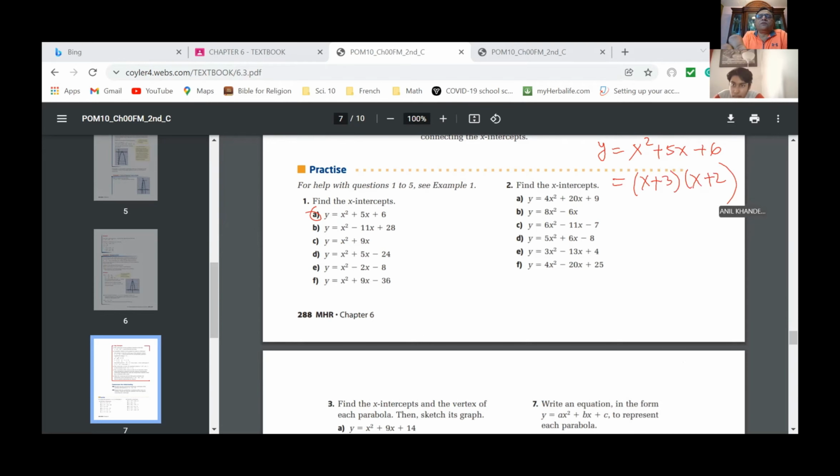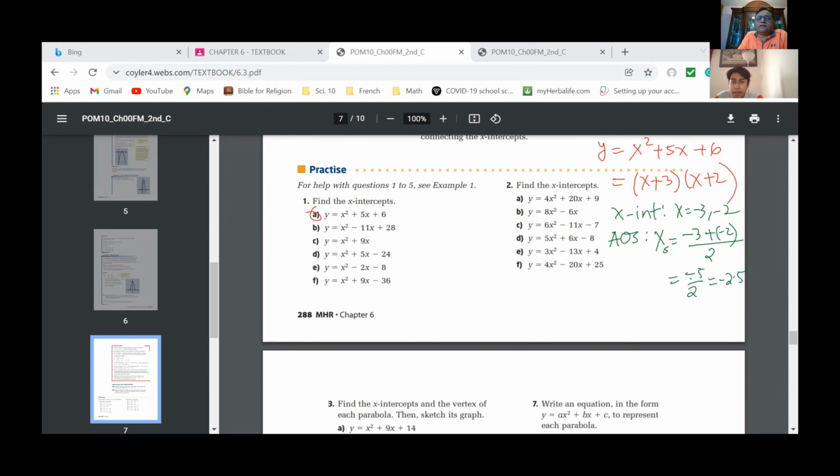Yes, sir. From here, we can write down the x-intercepts. So x-intercepts are at x equals minus 3 and minus 2. The axis of symmetry is the mean value of these two, right? So add them, divide by 2. So minus 5 over 2, negative 2.5. Clear? Yes, sir.